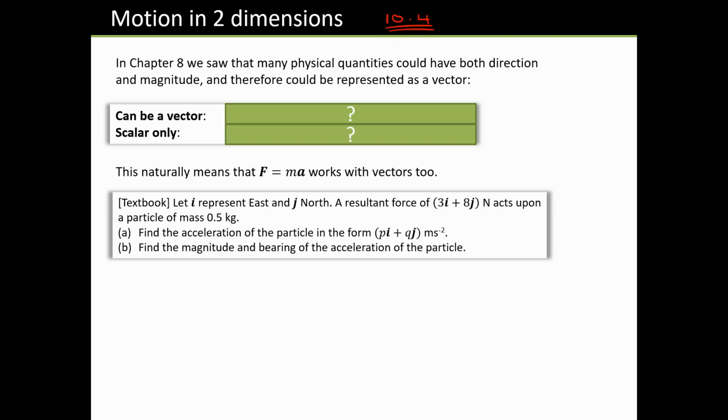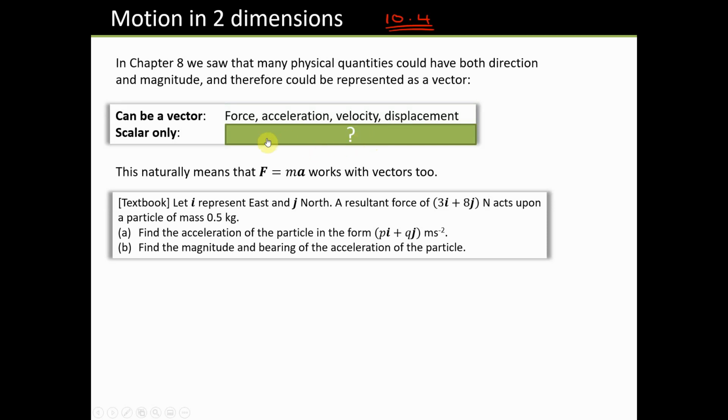In chapter 8 we saw that many physical quantities could have both direction and magnitude, so therefore we could represent them as a vector. A couple of examples of those were velocity, acceleration, displacement, that's distance but also taking into account direction, and then also force. Force can be applied in a direction. So these can be represented as a vector as well, because we could have a force that goes slightly up and right. You could be pushing at a diagonal. We would need a vector to represent that. Same goes for displacement, acceleration and velocity.